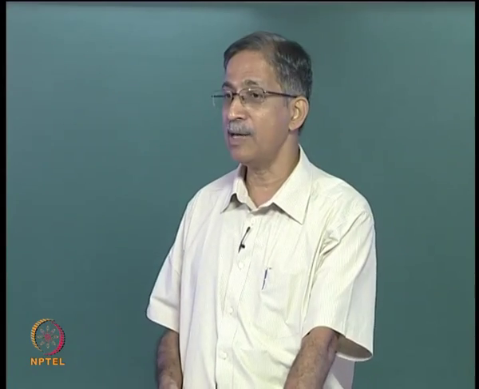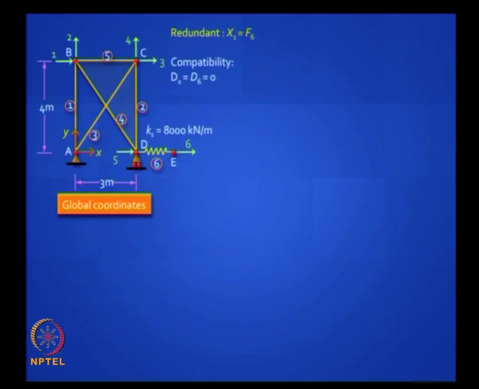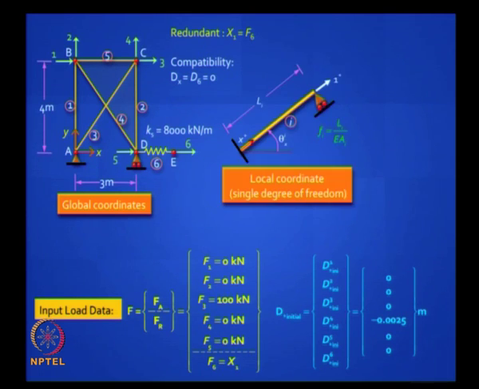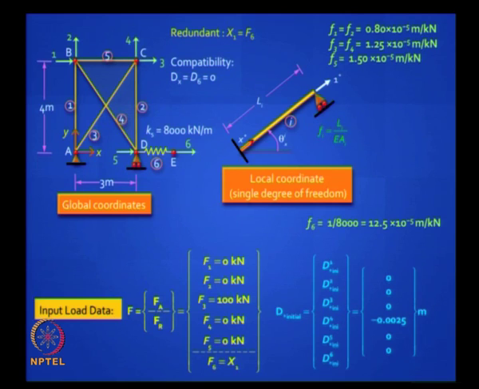Now, I have got a sixth coordinate which was not there earlier, and I have a sixth element which was not there in the earlier problem. How do I proceed? Input load data is exactly the same, only thing I have FX, not FR, FX which is X1, and the sixth element does not have any initial lack of fit. So I added one more element and one more global coordinate, that is the only change, and my element flexibilities are as given earlier, these numbers do not change. But I have to now introduce the flexibility of the sixth element. The spring stiffness is given to me, I just invert it, I get the spring flexibility. Is it clear? So it is very simple.